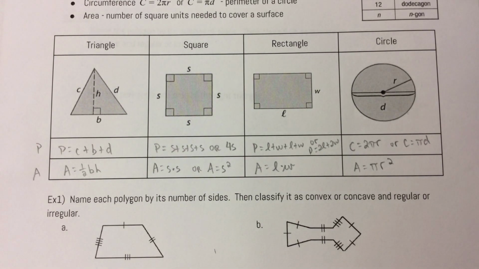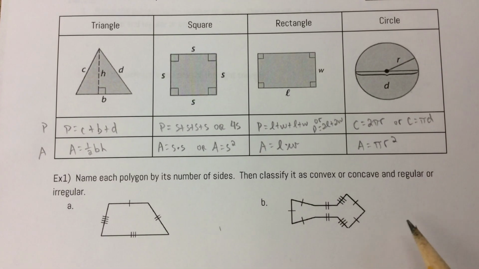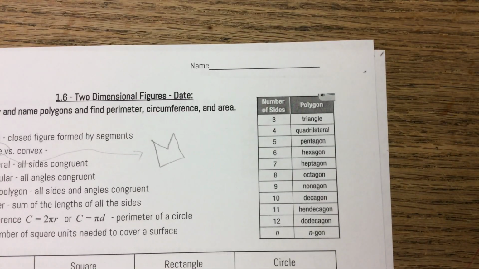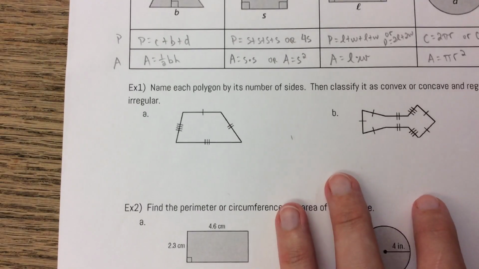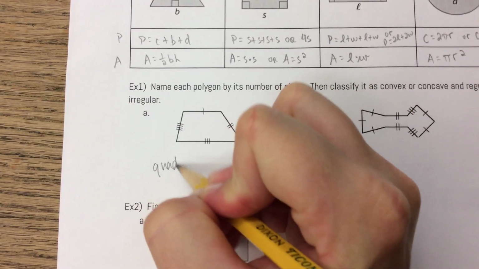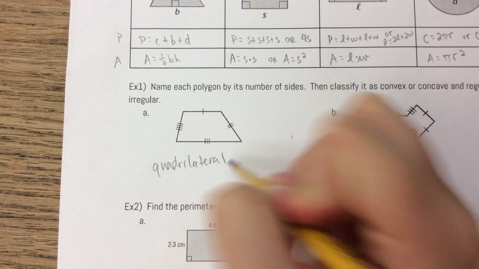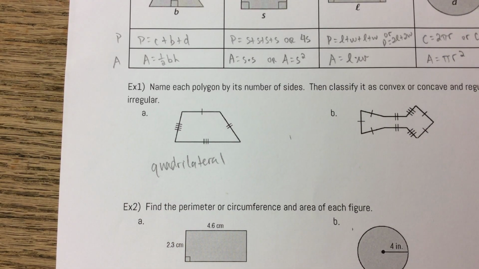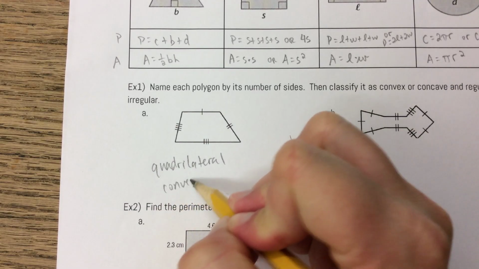Okay, so example 1. We have to name the polygon by the number of sides and classify it as convex, concave, regular, or irregular. So looking at this figure, we have 4 sides on it. If you go back up to our little chart at the top, all 4-sided figures are considered quadrilaterals. So quadrilateral, that's the first step. Convex or concave, regular or irregular. There's no piece that is caving in on this, so this would be considered convex.